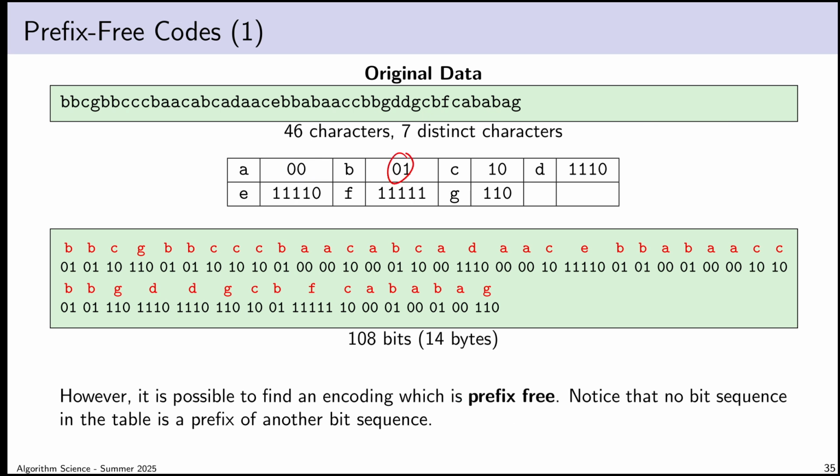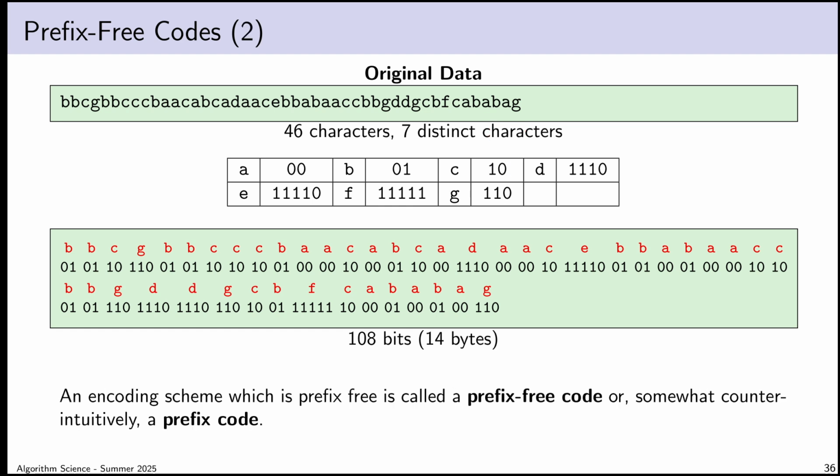Similarly, if I see 0, 1, that has to be a B. Can't be an A because A is 0, 0. Can't be anything else because everything else starts with a 1. If I see 1, 0, okay, well, there are lots of encodings that begin with 1, but only one encoding that starts with 1, 0. That's the encoding for C. So this is a prefix-free encoding because nothing in the table is a prefix of anything else.